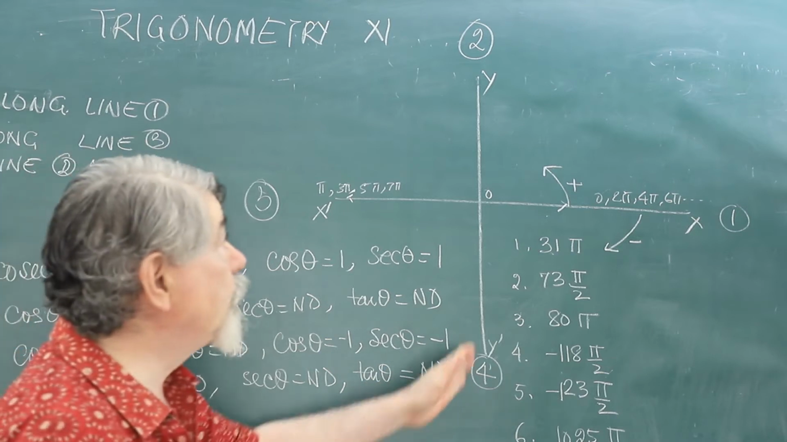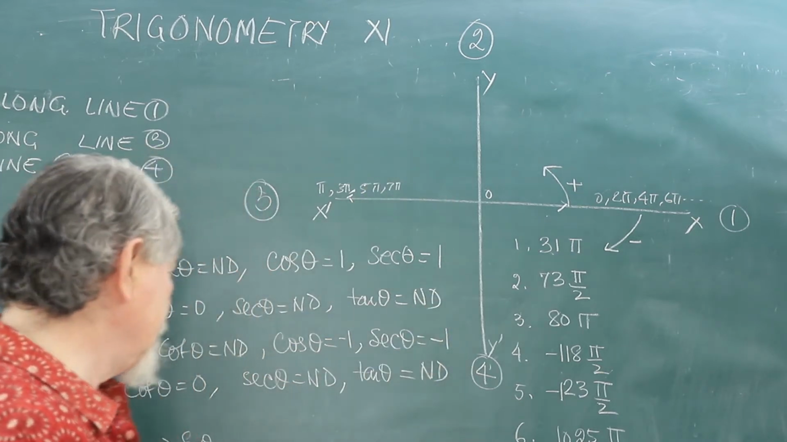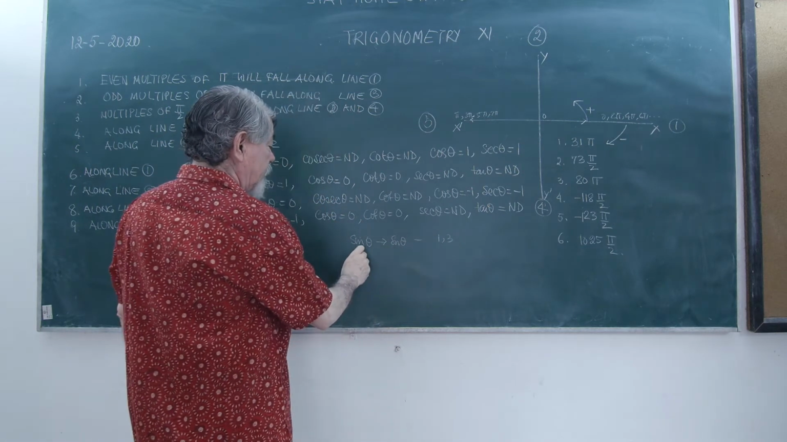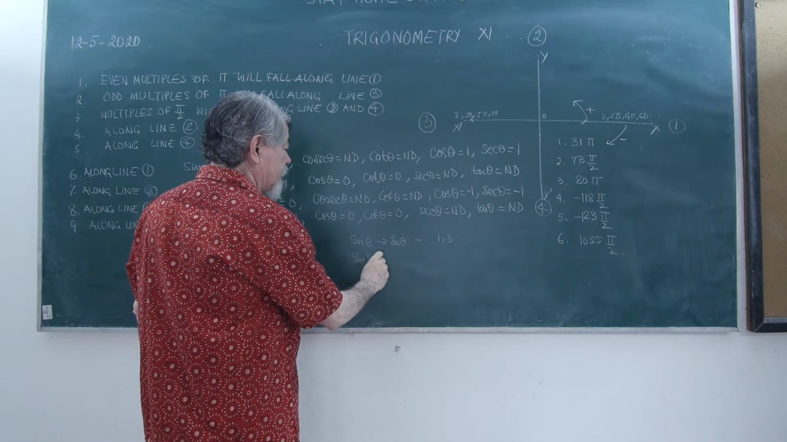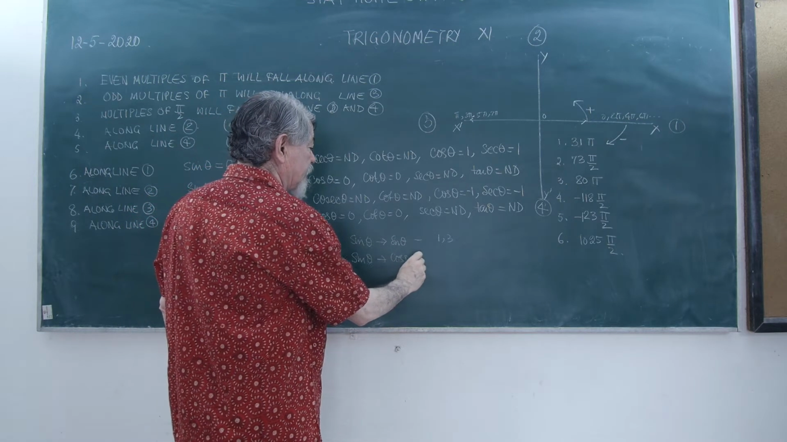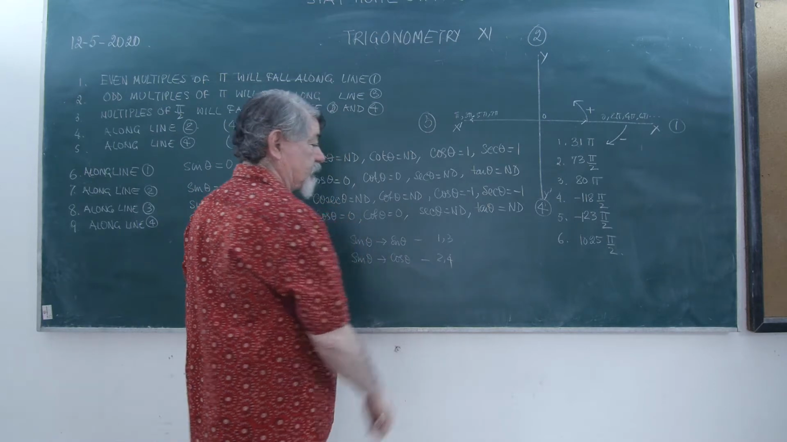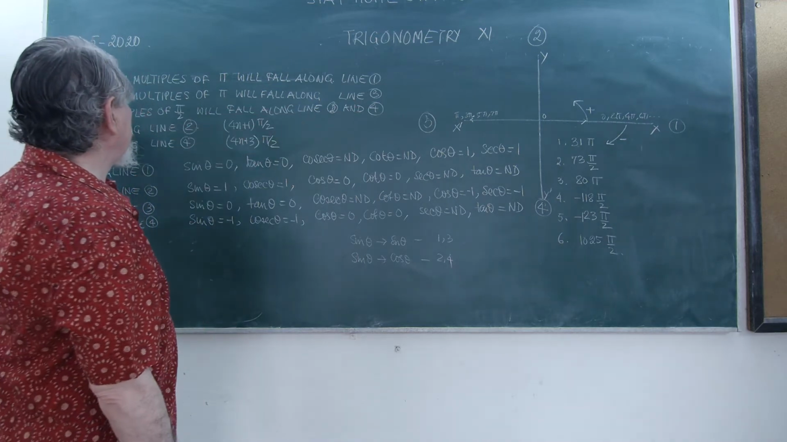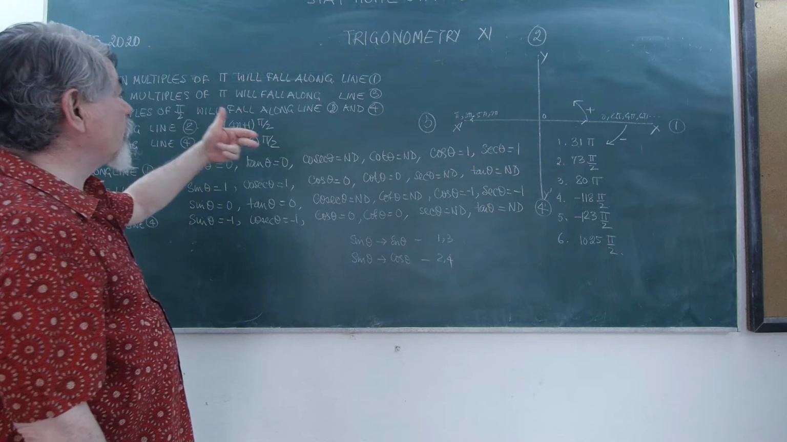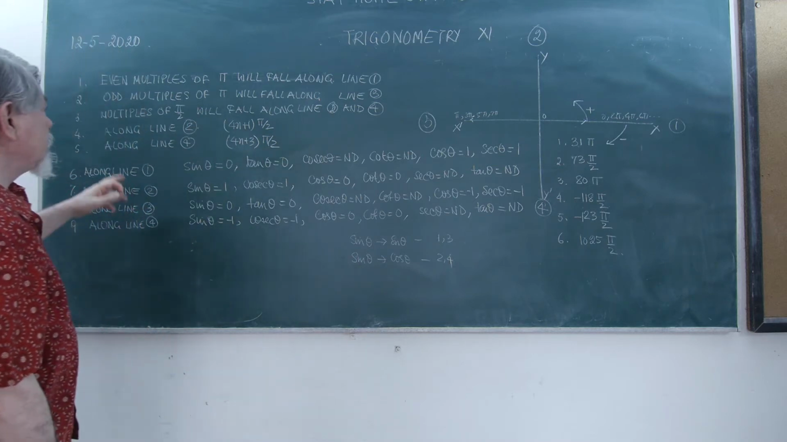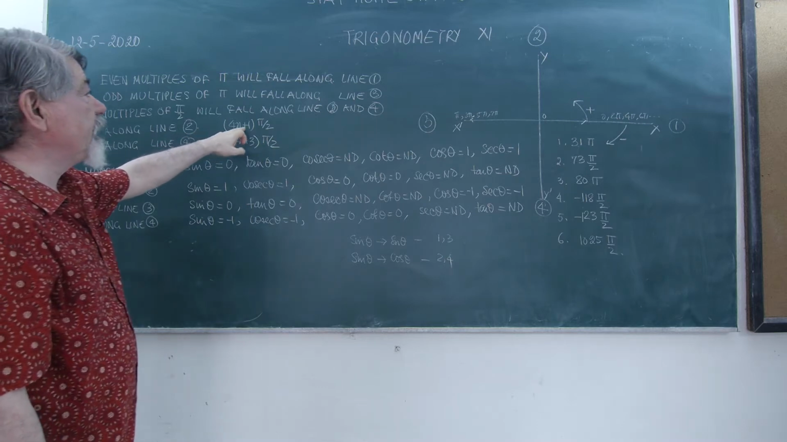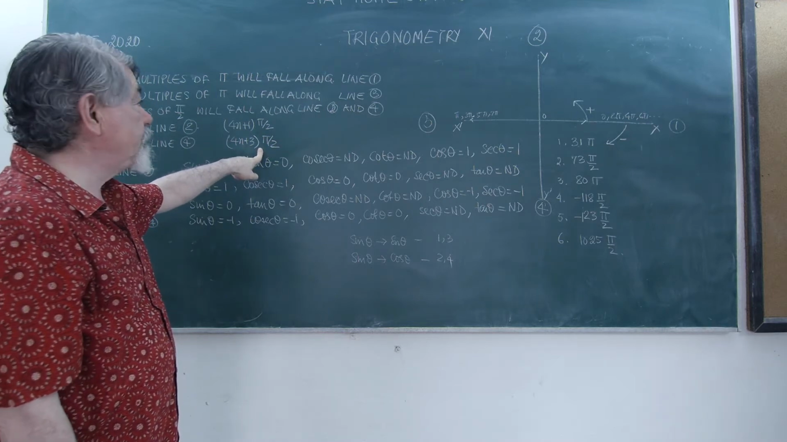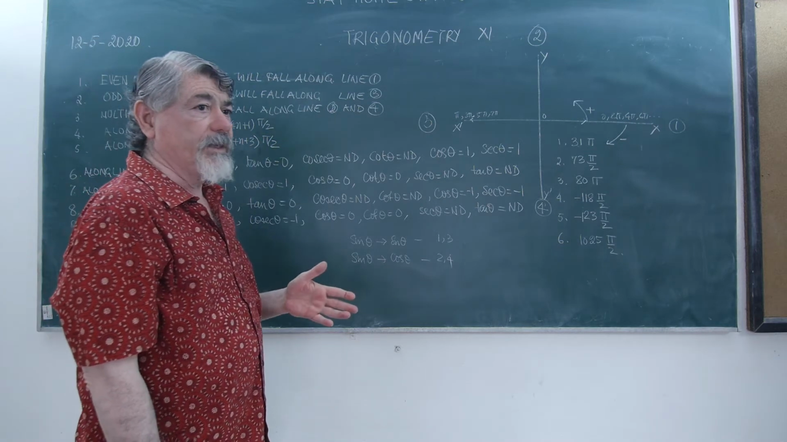But if we are going along the y-axis, then sin will change to cos. So along 1 and 3 there is no change, and along lines 2 and 4, sin theta will change to cos theta, and accordingly the other trigonometric ratios. Now, odd multiples of pi will fall along 3, and multiples of pi by 2 will fall along lines 2 and 4. Along line 2 we say 4n plus 1 into pi by 2, and along line 4 we say 4n plus 3 into pi by 2. These are odd multiples of pi by 2.